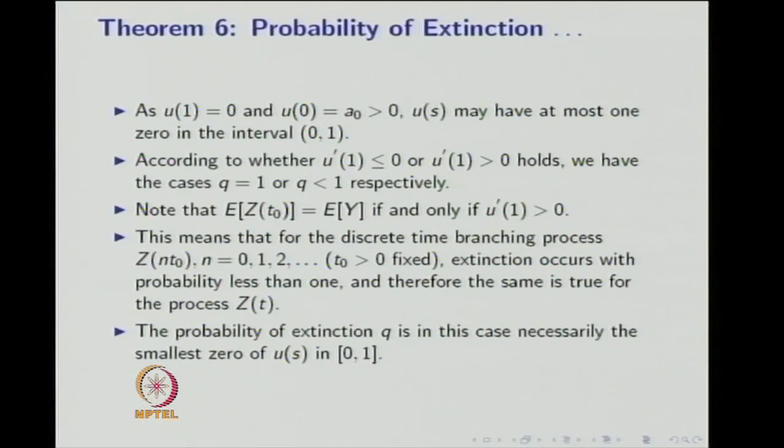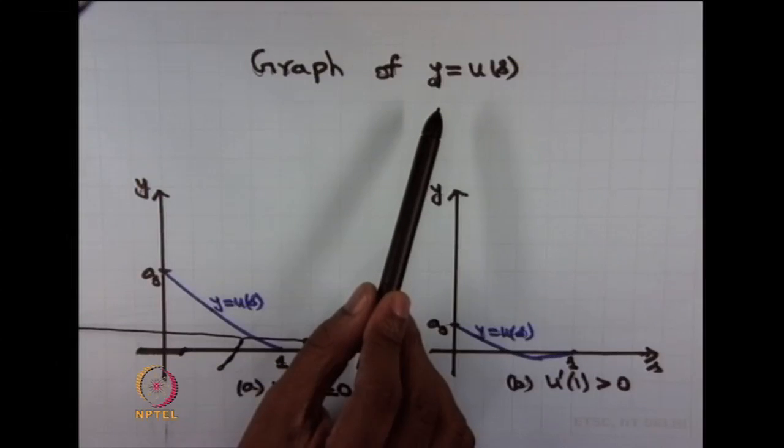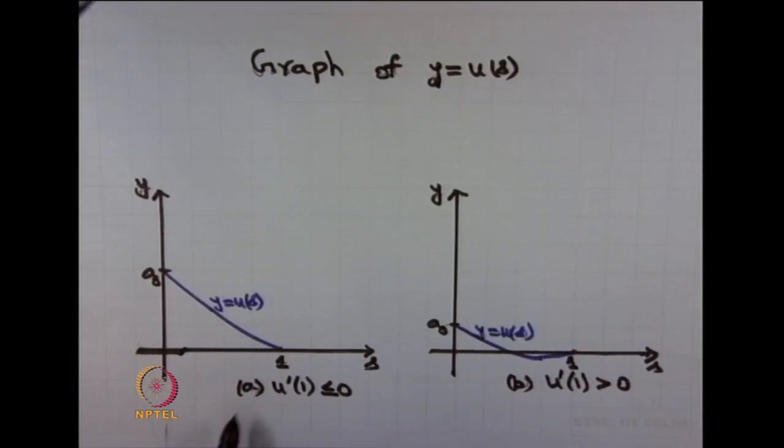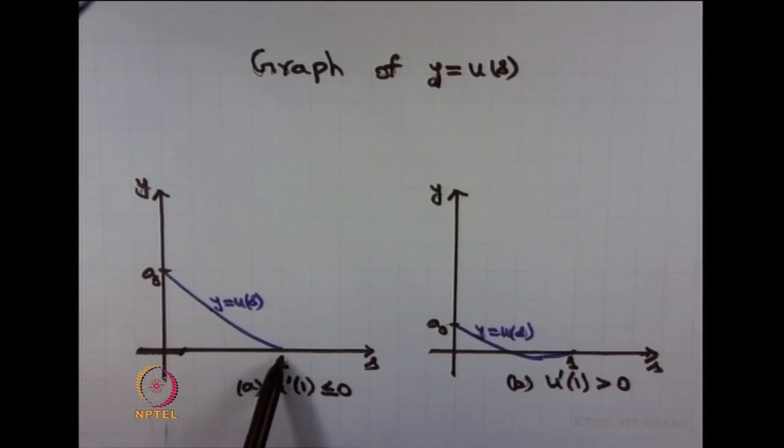That means when U dash of 1 is less than or equal to 0, the probability of extension will be 1. When U dash of 1 is greater than 0, then the probability of extension will be less than 1. So graphically one can show this is a graph of y is equal to U of S. So here we have two graphs. The graph A is related to U dash of 1 less than or equal to 0. Since U of S is a convex function in the interval 0 to 1 and U of 0 is A naught, U of 1 will be 0. So this is the graphical representation of y is equal to U of S when the case U dash of 1 is less than or equal to 0.